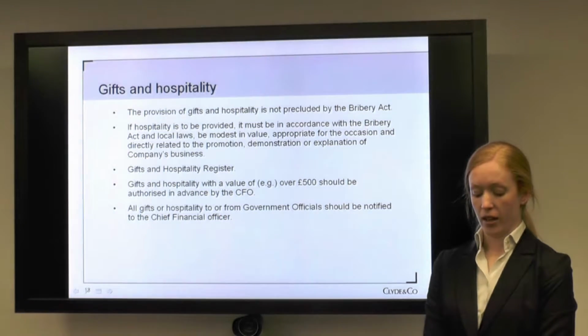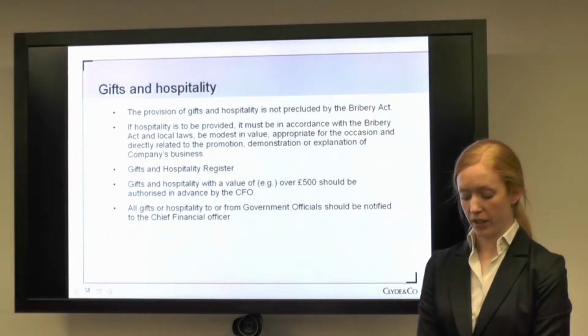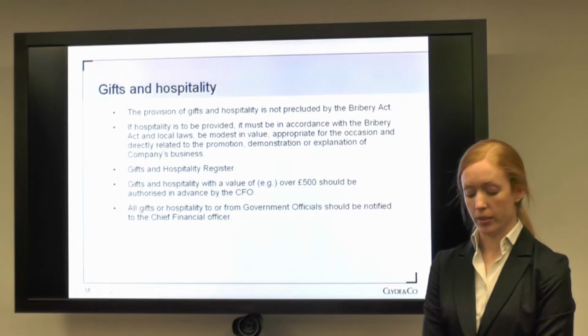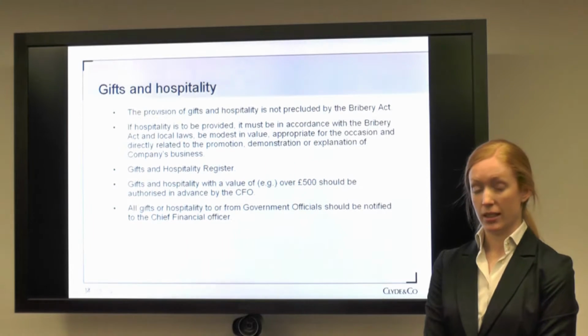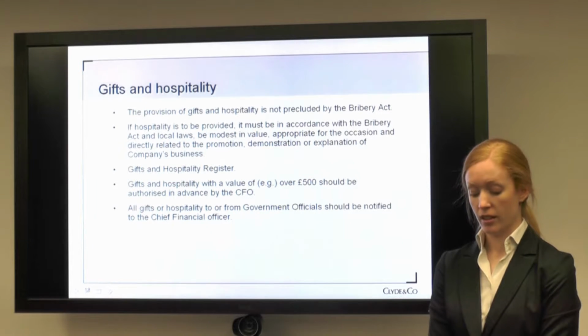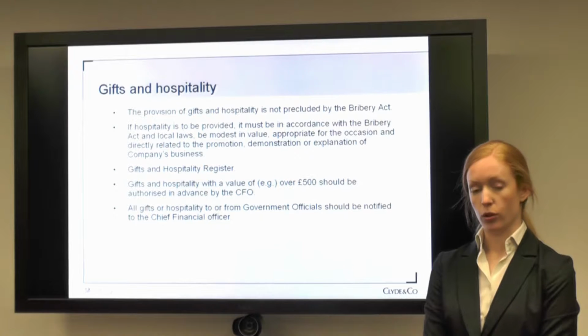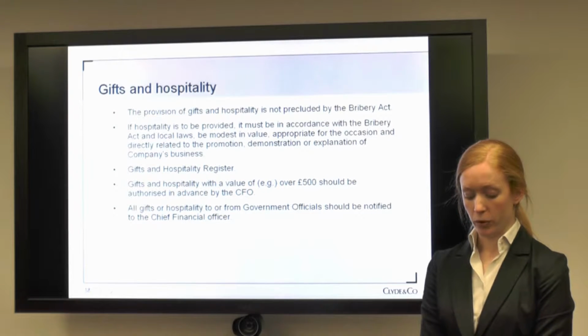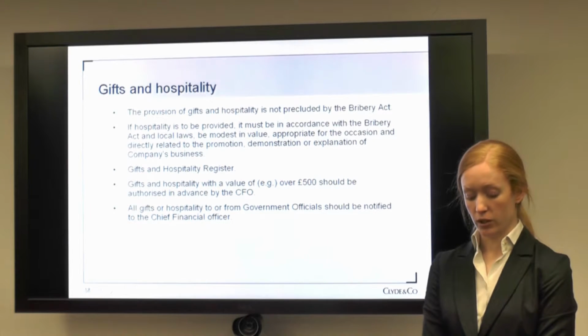Gifts and hospitality are considered to be a potential risk area for the giving and receiving of bribes. Whilst it is not expressly prohibited by the Act, the more lavish the hospitality or expenditure, the greater the inference that it was intended to encourage or reward improper performance or to influence an official.